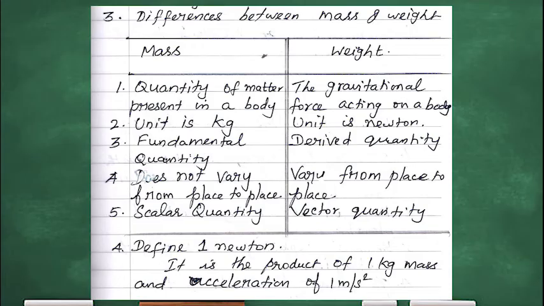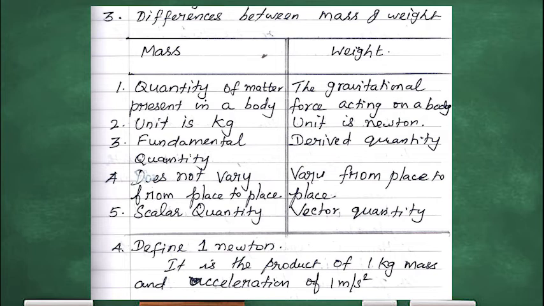Next comes the difference between mass and weight. Mass, remember, you write matter. That's the first point. Second point, the unit of mass is kg. Then it is a fundamental quantity. It will not vary from place to place. For this you can remember, many people are going to the moon and coming back. Is there any change in their body? No, nothing will change. Eyes will be there and ears will be there, everything will be there. That is why it does not vary from place to place. Then it is a scalar quantity.